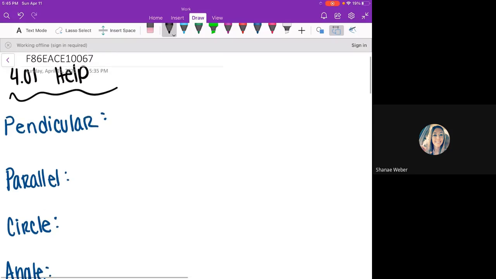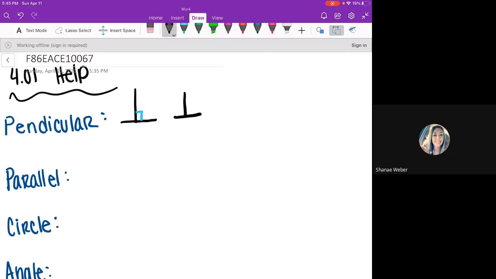But this is a video for 4.01 help. So a couple words I want to go over before I do a couple examples. First, the word is perpendicular. And perpendicular means two lines that cross to make a right angle. If you see how it makes that right angle, you can tell that the sign for perpendicular is just an upside down T. So that means perpendicular, they create a right angle. So they cross just directly into one another.